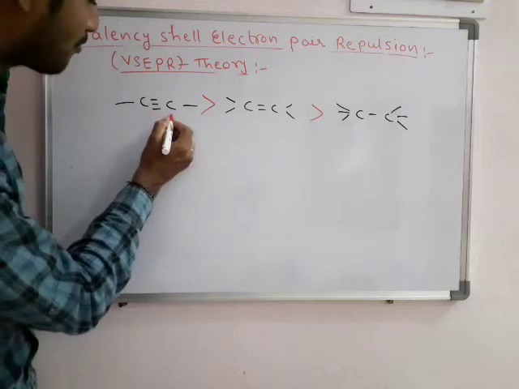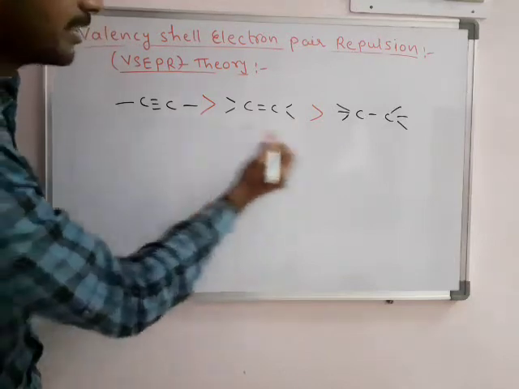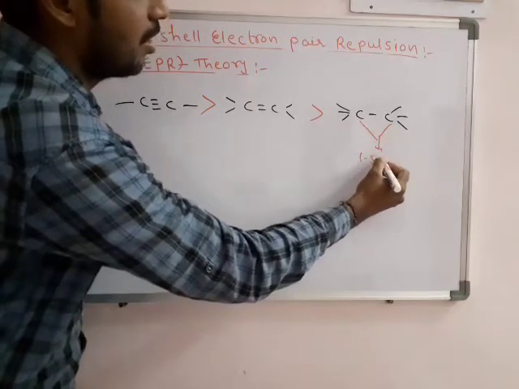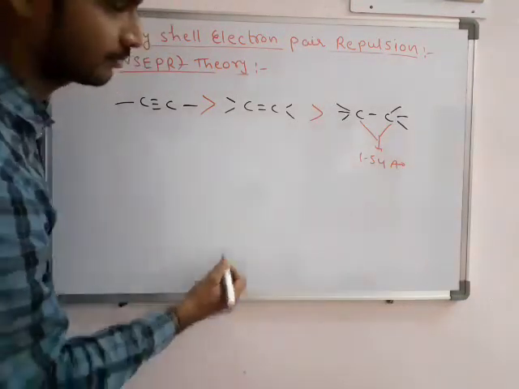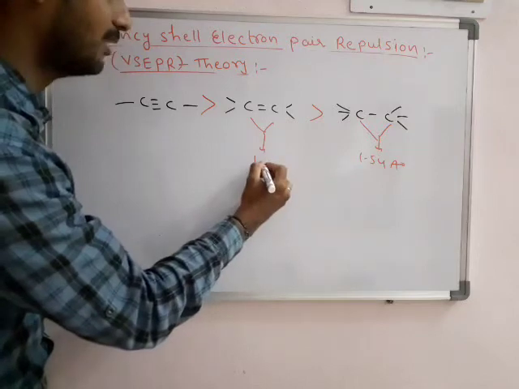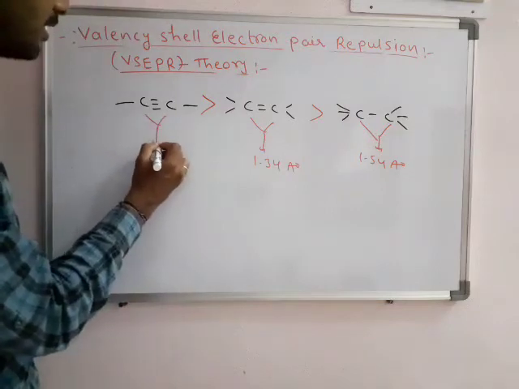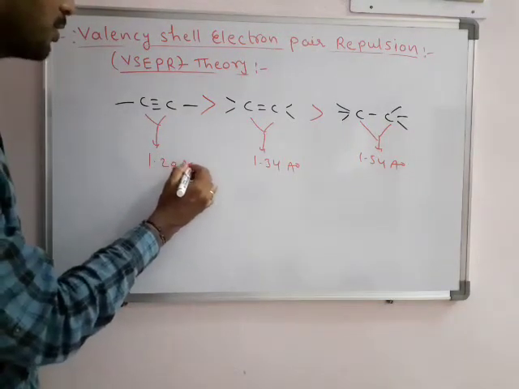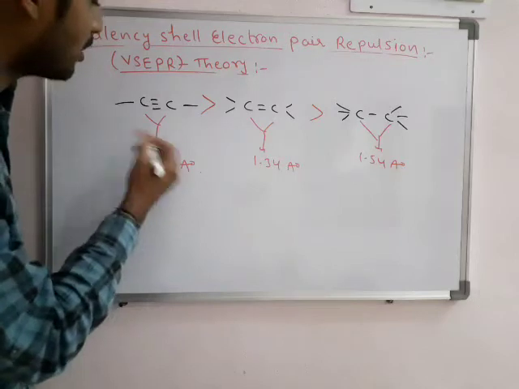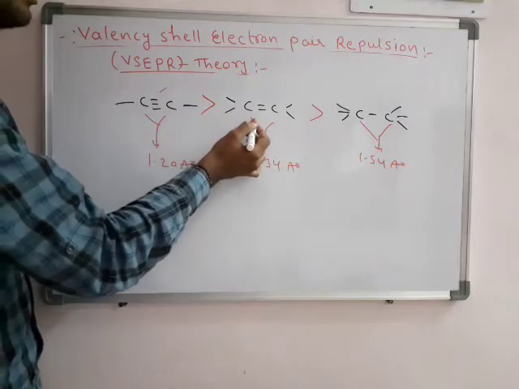Actually, as the number of bonds increases, the distance between the atoms decreases. For a single bond between carbons, the distance is approximately 1.4 angstroms. With a double bond, another bond is present, so they become somewhat closer and the bond length becomes 1.34 angstroms. With a triple bond, the bond distance is just 1.20 angstroms. So as the number of bonds increases, they become closer, and closer automatically means more repulsion. That means the repulsion of a triple bond is more than a double bond, which is more than a single bond.